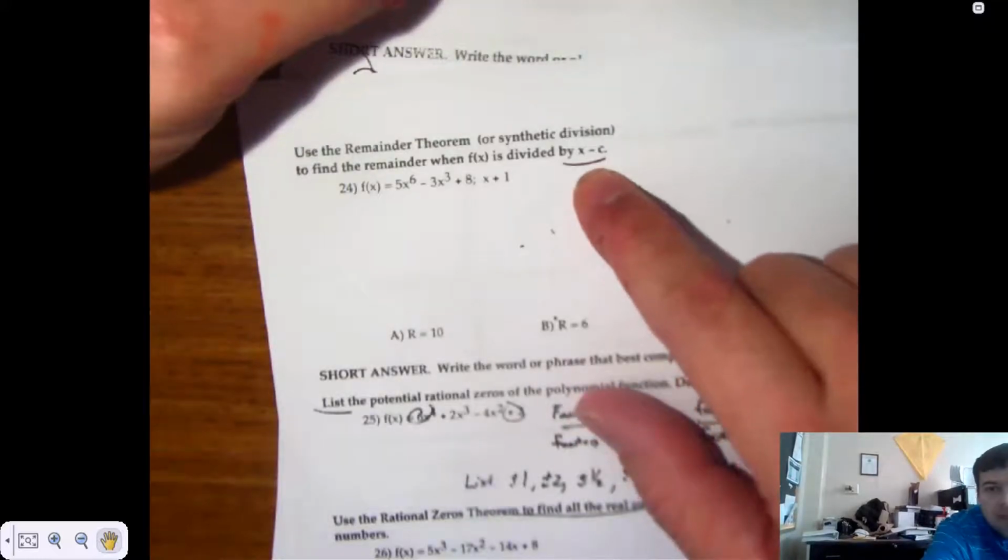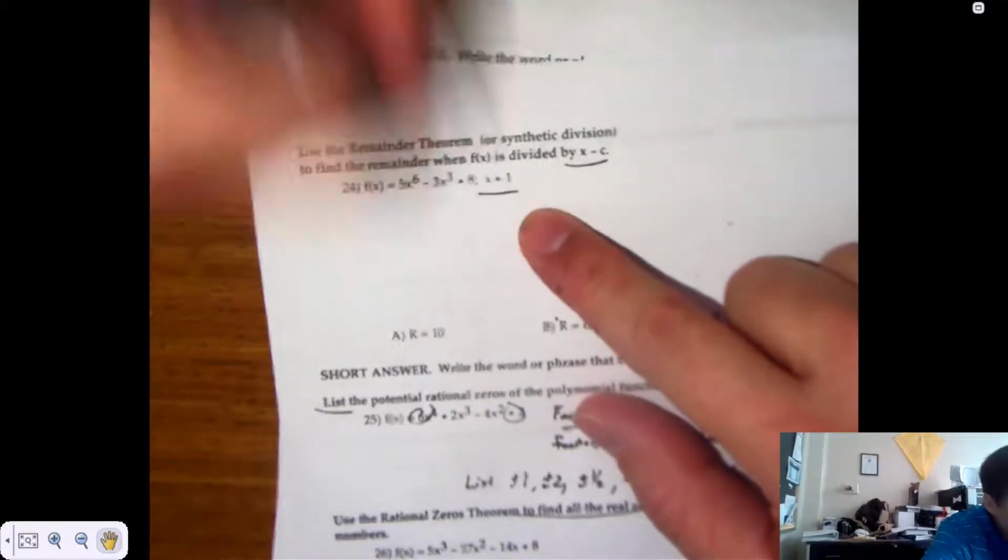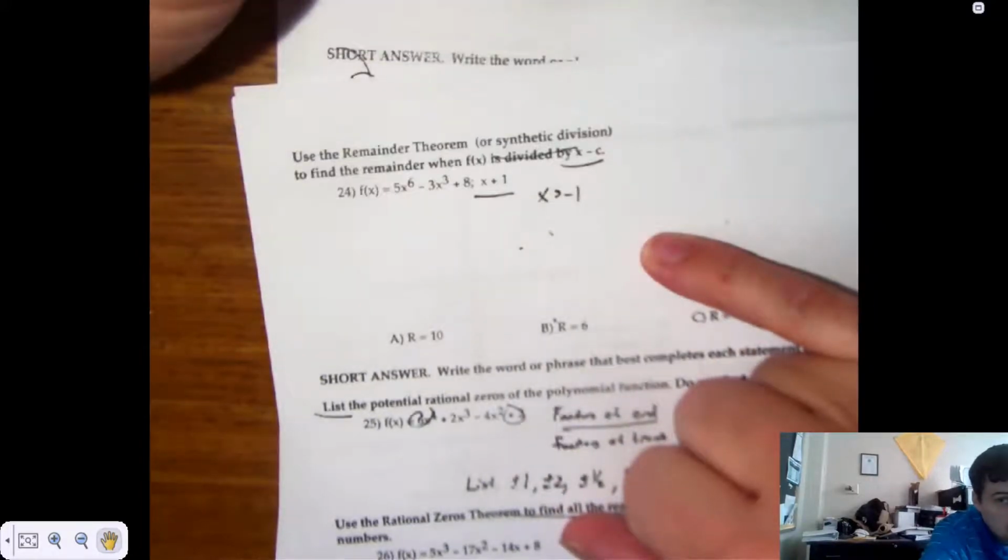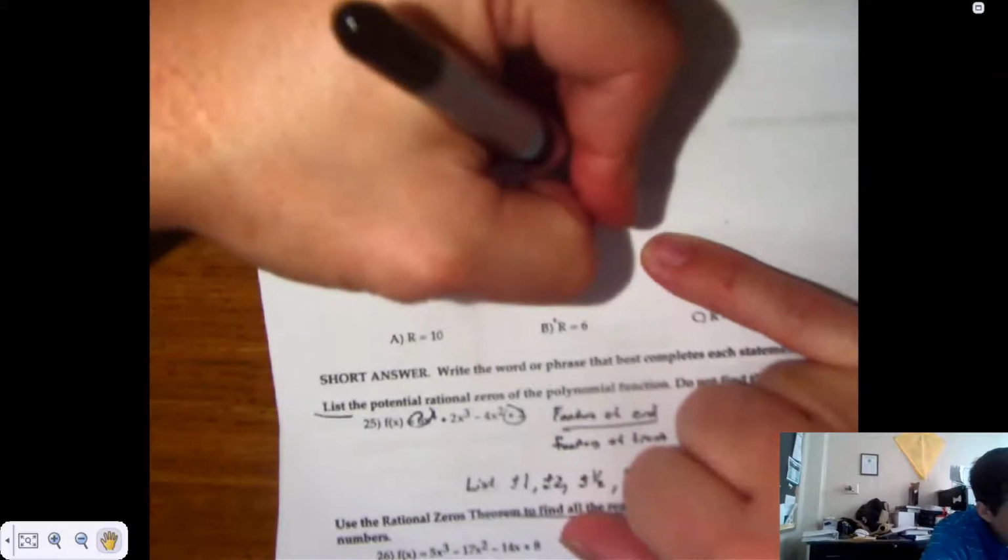24 talks about remainder theorem. It's worded kind of funny. It talks about what's the remainder when you divide by x minus c. Well, that's here, dividing by x plus 1. Now, there's two ways of doing this. I do say synthetic division, but if x plus 1 is possibly a 0, then x is negative 1. That is a possible 0.